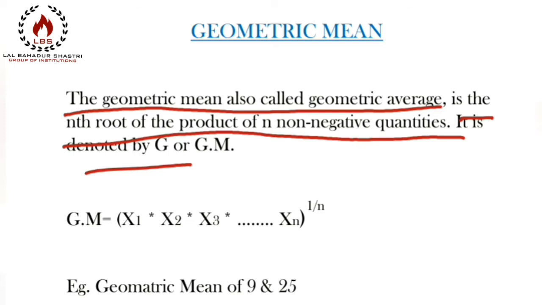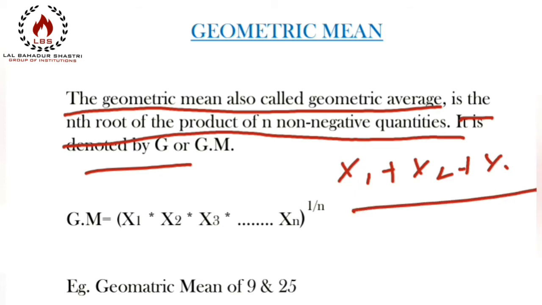So in case of arithmetic mean we have added all these values, right? We have added, that is, this is our observation x1 plus x2 plus x3 up to xn, and we have divided it by n, the number of observations. In case of geometric mean, for finding the geometric mean you have to multiply all these values and take the nth root.